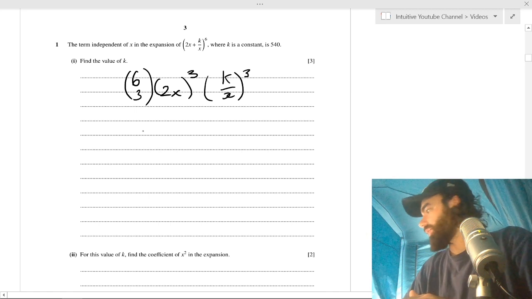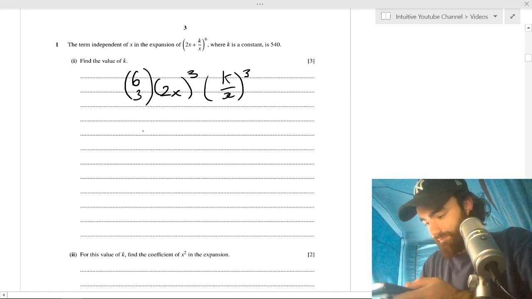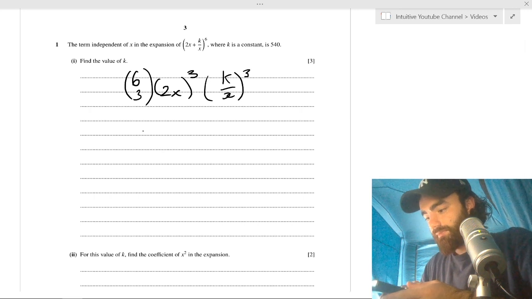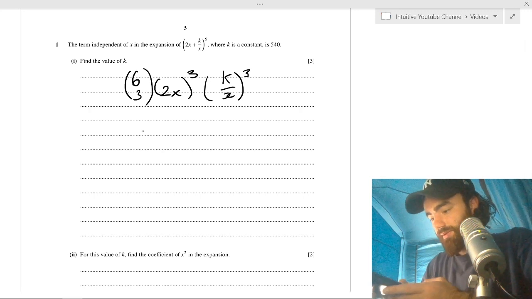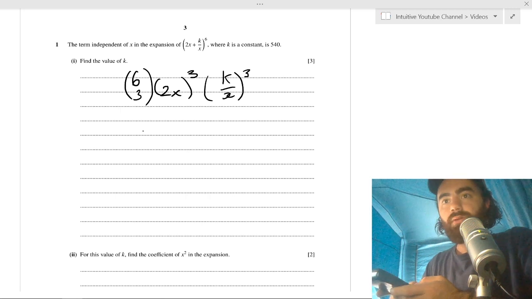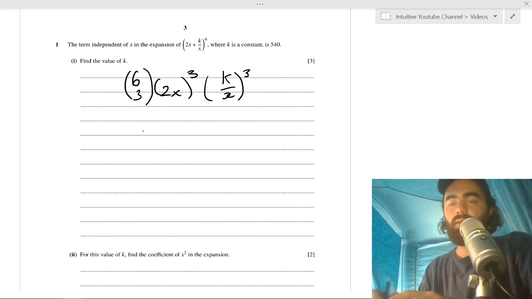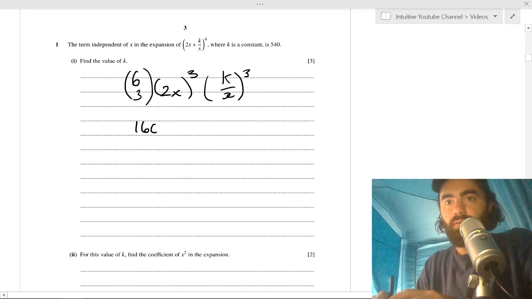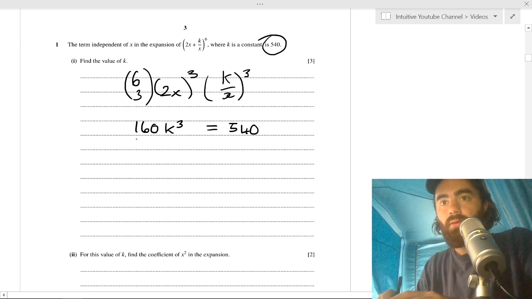So if we work this out, we grab our calculator, times, this gives us 160, so this gives us 160k cubed, and then obviously these x's are going to cancel because you're going to get an x cubed on the top and an x cubed on the bottom. It's going to cancel. So this is our term in the expansion that is independent of x, and it says that that is actually equal to 540. So now we can find out what our k is.